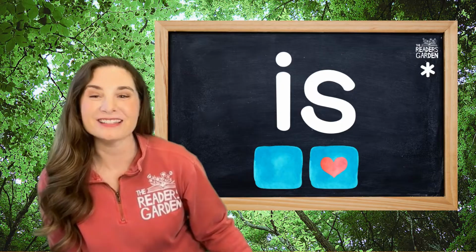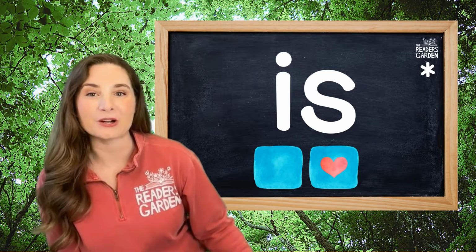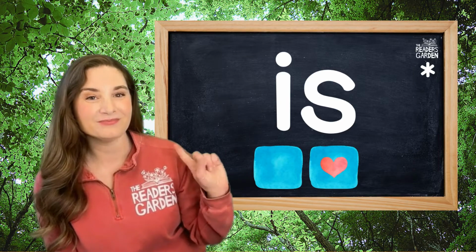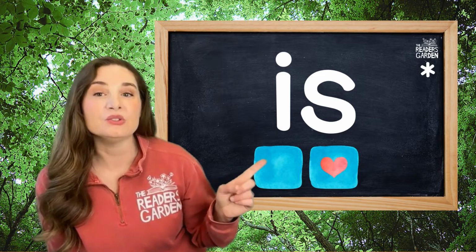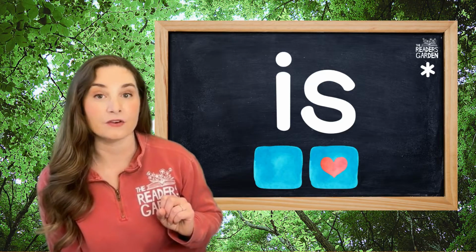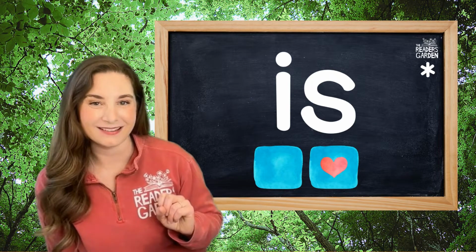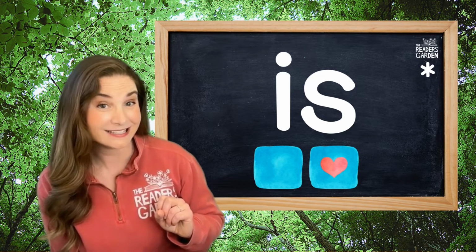It is time for us to learn our new irregular word. The word is. Say it with me, is. Now let's use the word is in a sentence. For example, the dog is happy. Now can you try using is in a sentence?